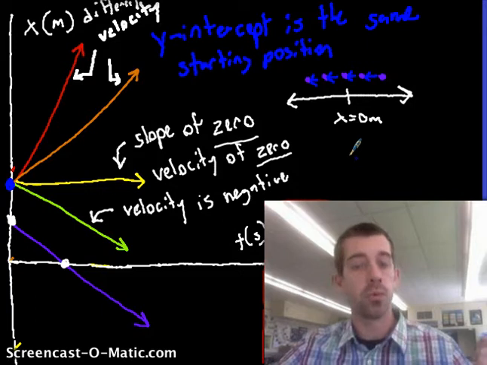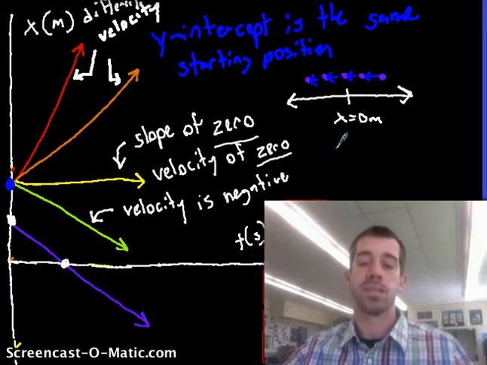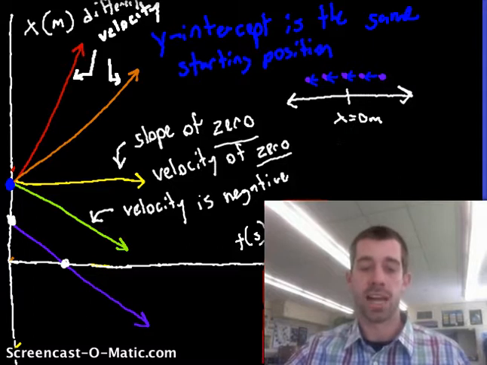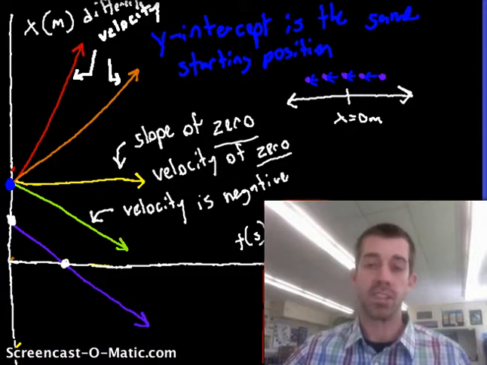All right, so remember, we're always looking at the y-intercept because that tells us the starting position, and we're always looking at the slope because that tells us the amount and the direction of the velocity.